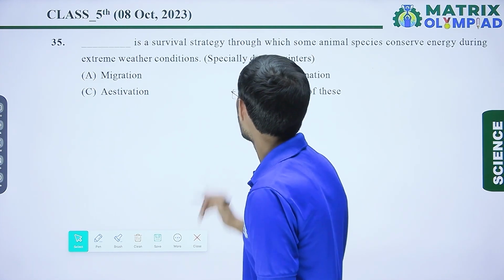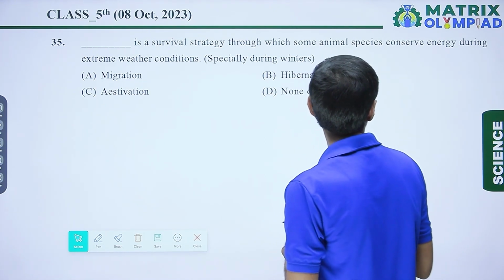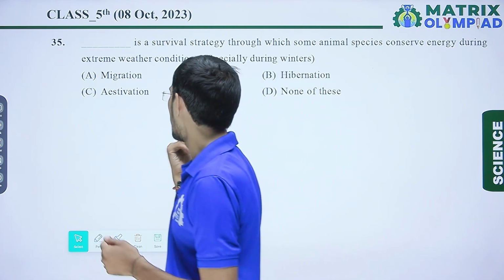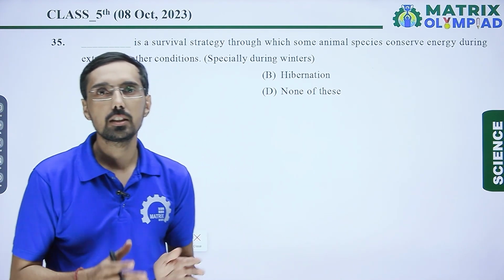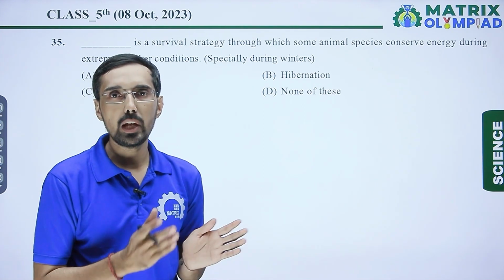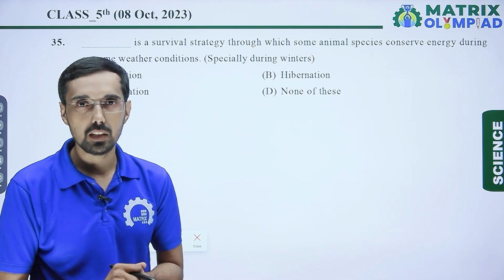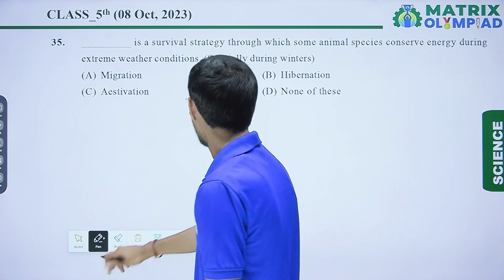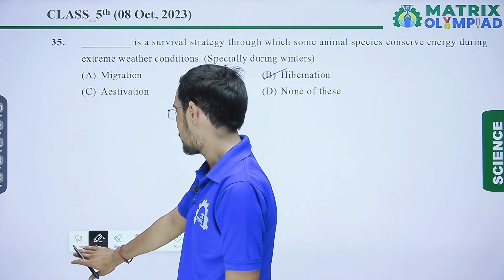Dash is a survival strategy through which some animal species conserve energy during extreme weather conditions, especially during winters. As we all know, during the winters the outer or environment temperature is very cold. So animals hibernate or hide themselves according to the adverse environment. That process is known as hibernation. So our correct answer will be option B. Now move to the next question.